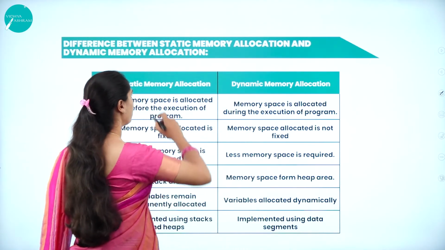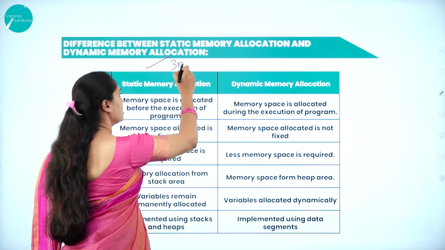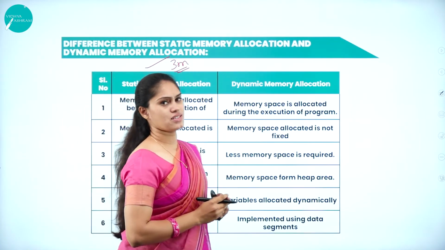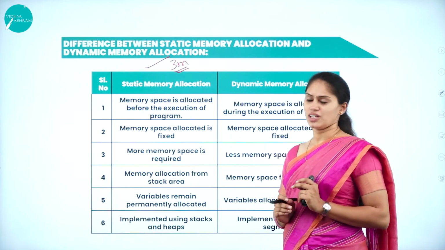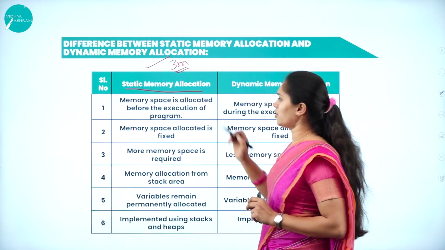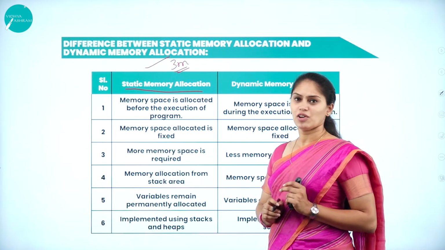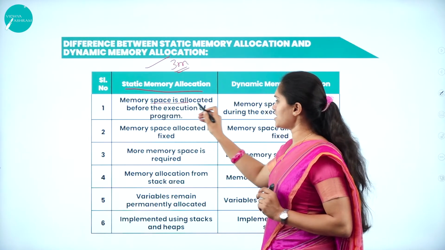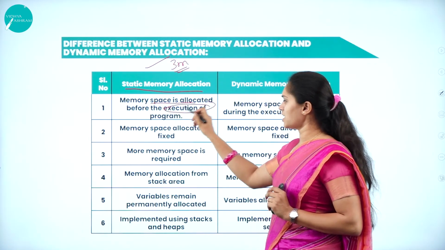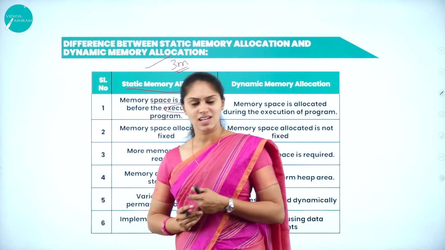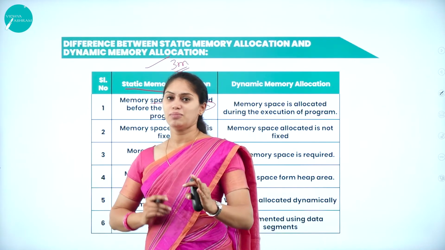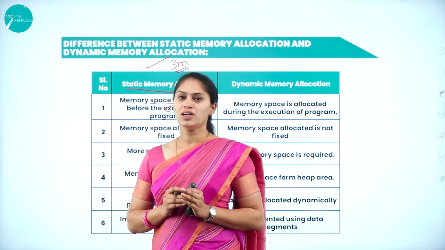And here you have to remember one thing, it is important for a 3-mark question. What are the differences between static as well as dynamic memory allocation? So coming to static memory allocation, what is the first point that you have to remember? Memory space is allocated before the execution of a program. So when memory is allocated with the help of static memory allocation, this takes place before the execution of a program.